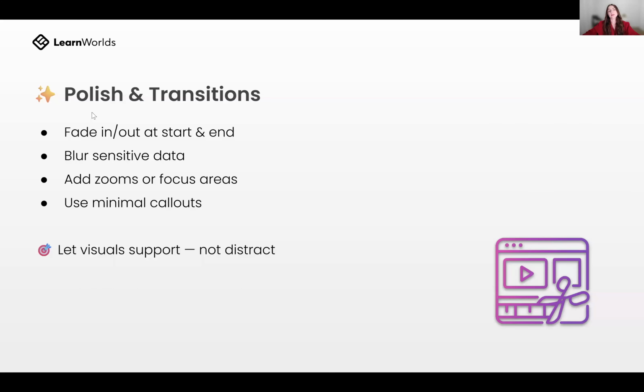And then a few more things that we did in editing in terms of polishing and transitions. We made sure to add fade ins and fade outs whenever we were changing screens so that the flow is a lot better, usually at the end and start of each screencast clip. Very important to also make sure you blur any sensitive data, right? Sometimes we had user information, emails, names. Make sure you always blur those if you're doing screencasts. We added zoom ins or focus areas if we wanted to highlight something, and used minimal callouts as well.